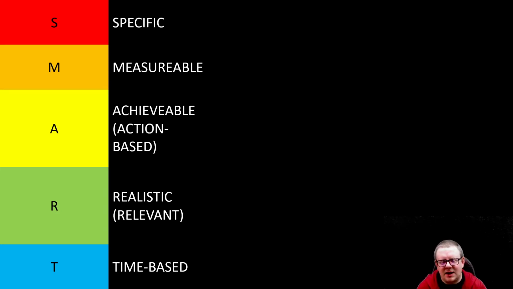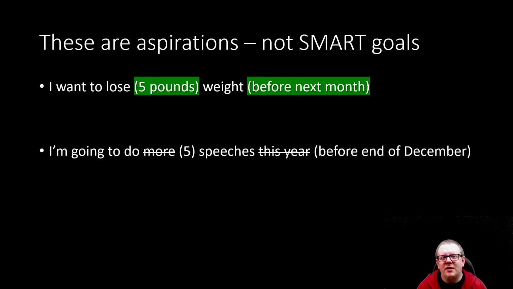So let me give you some examples here. If we take those aspirations and we revise them, so again, I want to lose weight. Well, what does that mean? How much weight? Again, specific. What does lose weight look like to you? Is that half your body mass? Is that 5 pounds? So we want to tangibly come up with something specific, something that's not just, I want to lose weight. What does that mean?